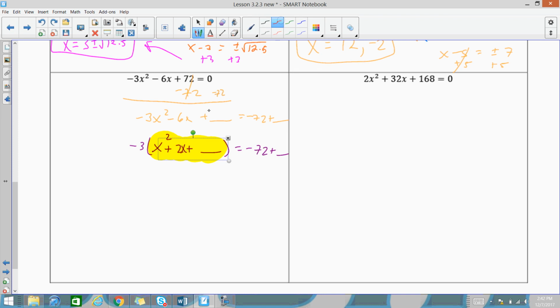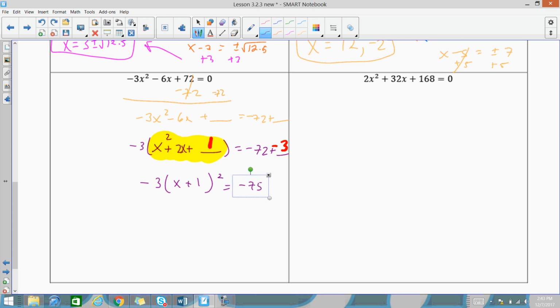So we ask ourselves, what's our special C value? It's b divided by 2. So 2 divided by 2 is 1. 1 squared is 1. Now we go negative 3 times 1 is negative 3. That is what's going to be over there. So our trinomial squared is going to be x plus 1, because you go b divided by 2 to get this number, because 1 plus 1 is 2, 1 times 1 is 1, there you go. And then over here on the other side, you're going to get negative 75.